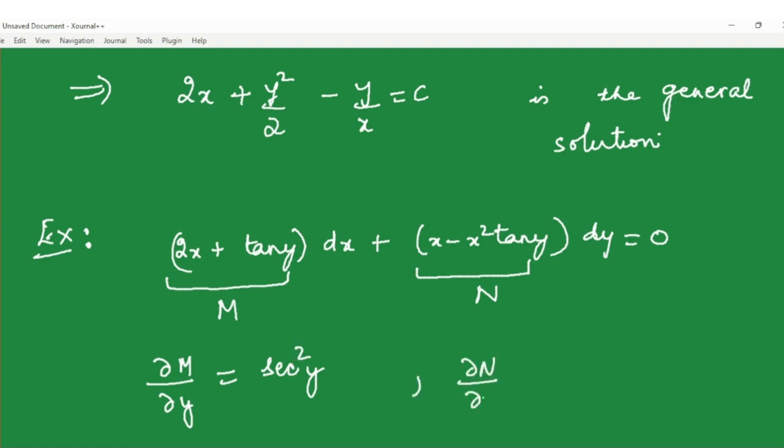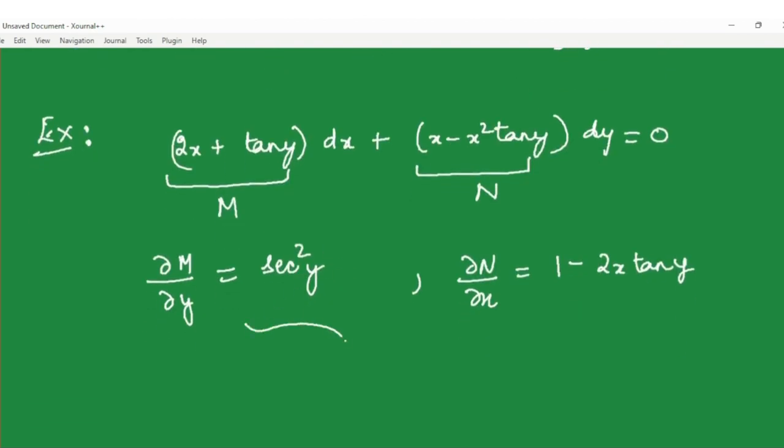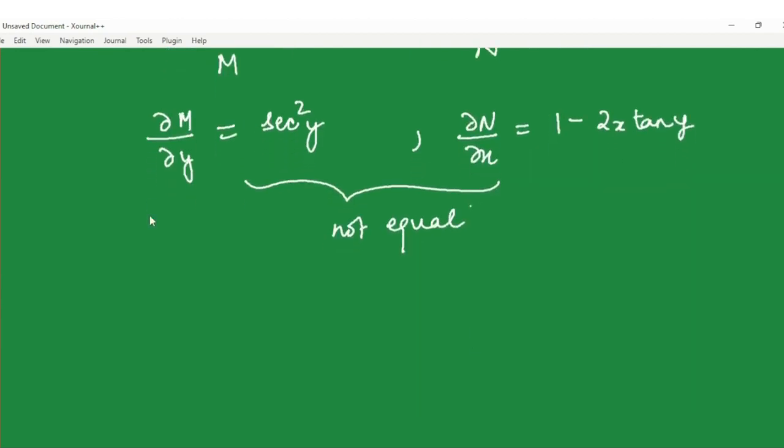Del N by del x: here we have to differentiate with respect to x. The first term gives a 1, and here you have a minus 2x tan y. Now you see that these two are not equal. The partial derivatives are not equal, therefore the given equation is non-exact.